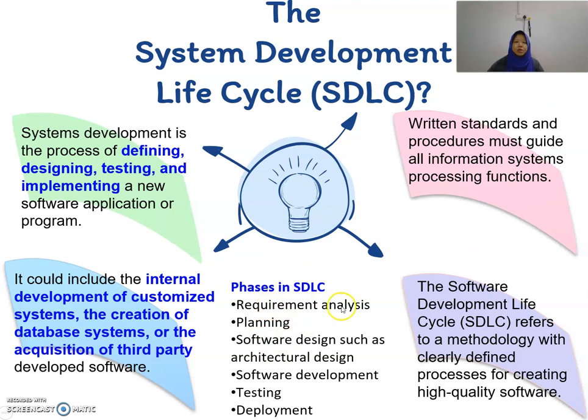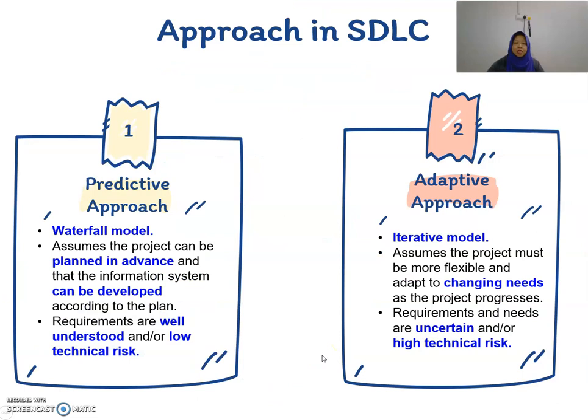The first one, requirement analysis. The second one, planning. The third one, software design, such as the architectural design. The fourth one, software development, testing and deployment. In SDLC, there are two approaches. The first one is the predictive approach. The second one is the adaptive approach.